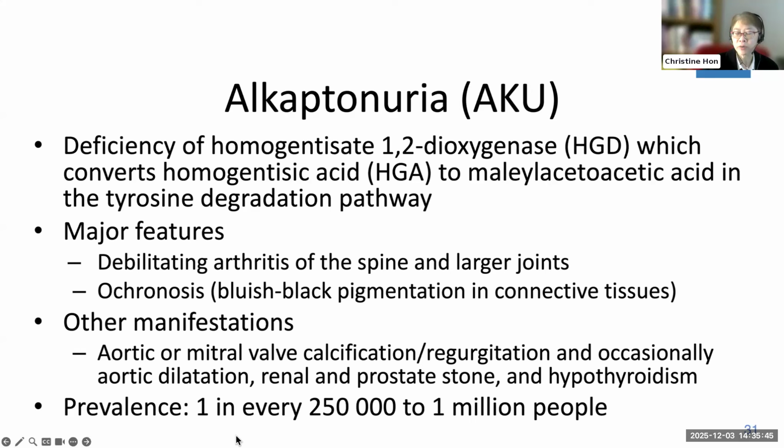Some of the major features of the patients are debilitating arthritis in the spine as well as larger joints, caused by a process called ochronosis. Ochronosis is the deposition of pigment in the connective tissue, causing an alteration in the material property of the cartilage, further causing arthritis and rupture of tendons and ligaments. There are other manifestations of the disease, including involvement of the cardiac valve, renal and prostate stones, as well as hypothyroidism. Next slide.